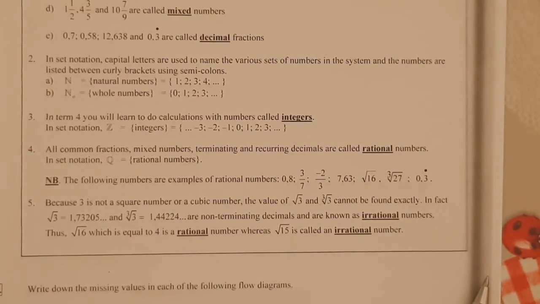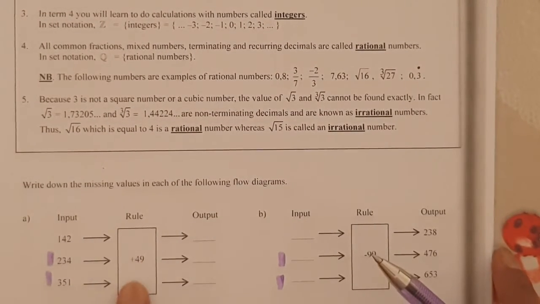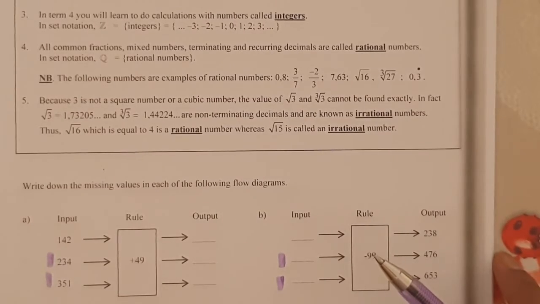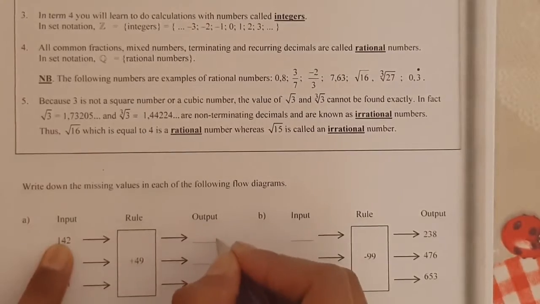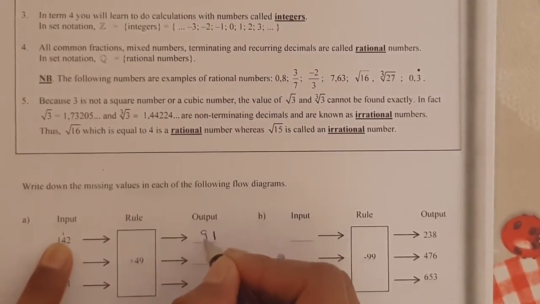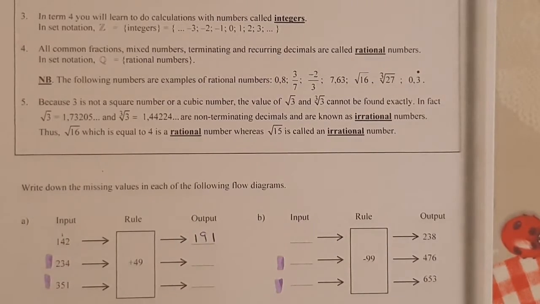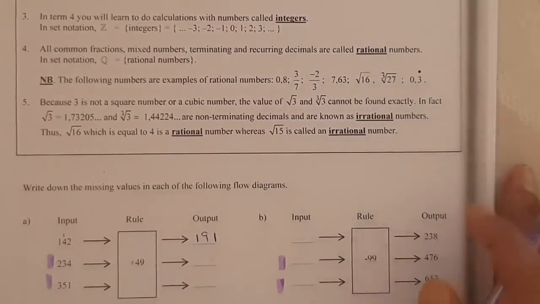B is quite easy. Number 1A says 142, 234, 351. Your rule is add 49 and put your final answer. So 142 plus 49. 2 plus 9 is 11, so I put 1, carry the 1. 4 plus 4 is 8, plus 1 is 9, so my answer is 191. So you apply the same rule. 234 plus 49, put the answer. 351 plus 49, put for me the answer.